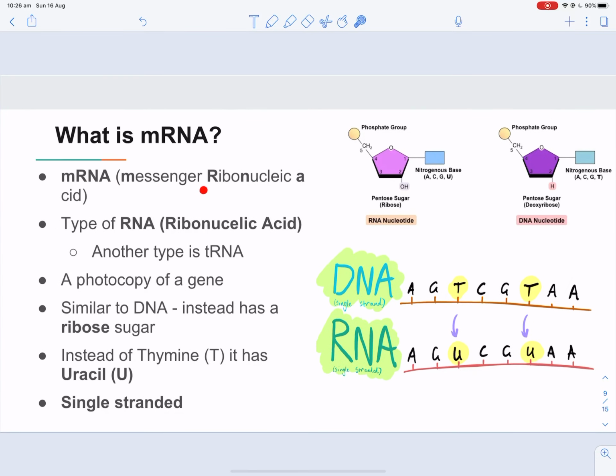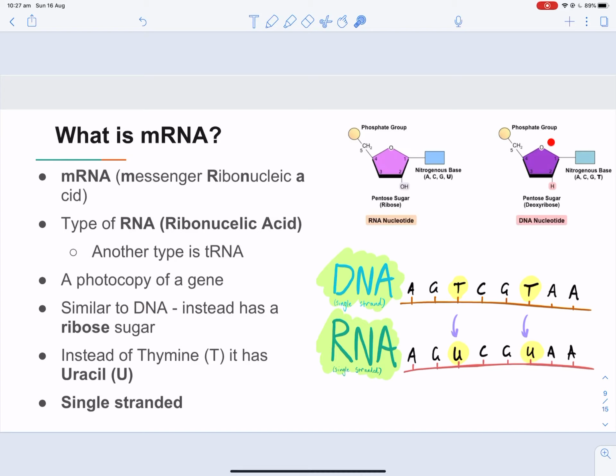mRNA is called messenger ribonucleic acid. So it's a type of RNA, so it's a type of ribonucleic acid. Another type of these is tRNA, but we're going to talk about that next week. But for this week, just remember that mRNA is a type of ribonucleic acid. It's a messenger. So what it is is just a photocopy of a gene. So it's very, very similar to DNA, except it has a few little differences.